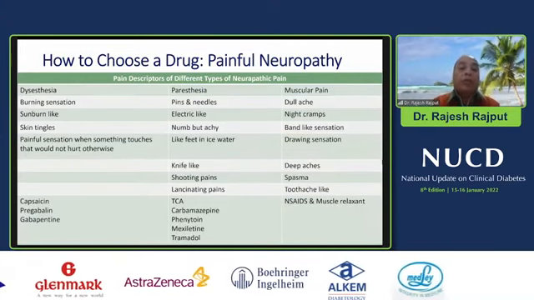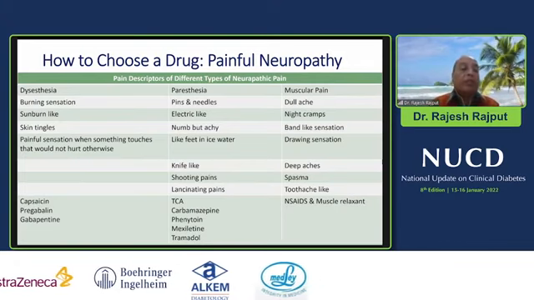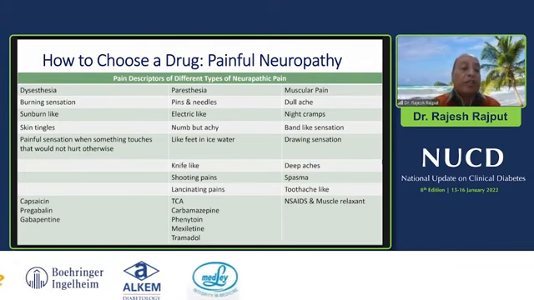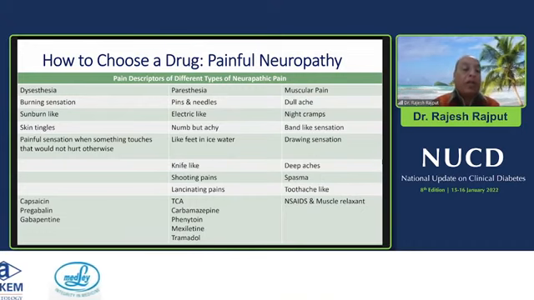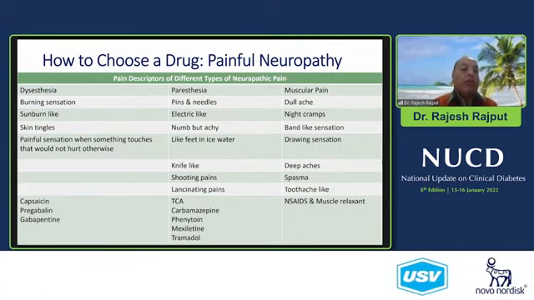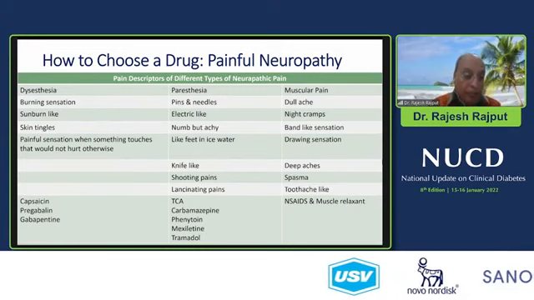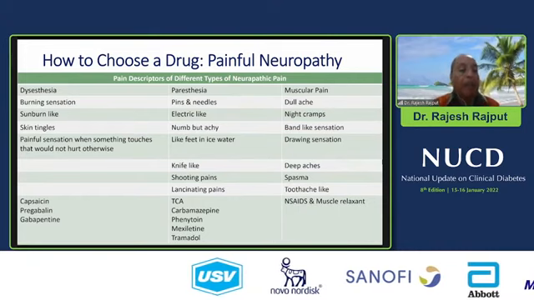We can choose based on pain descriptors. If a patient is giving a history of dysesthesia, which means a painful sensation when something is touched that otherwise would not hurt, the patient has a burning sensation, sunburn-like sensation, or skin tingling. In these types of cases, capsaicin, pregabalin, gabapentin are preferred.